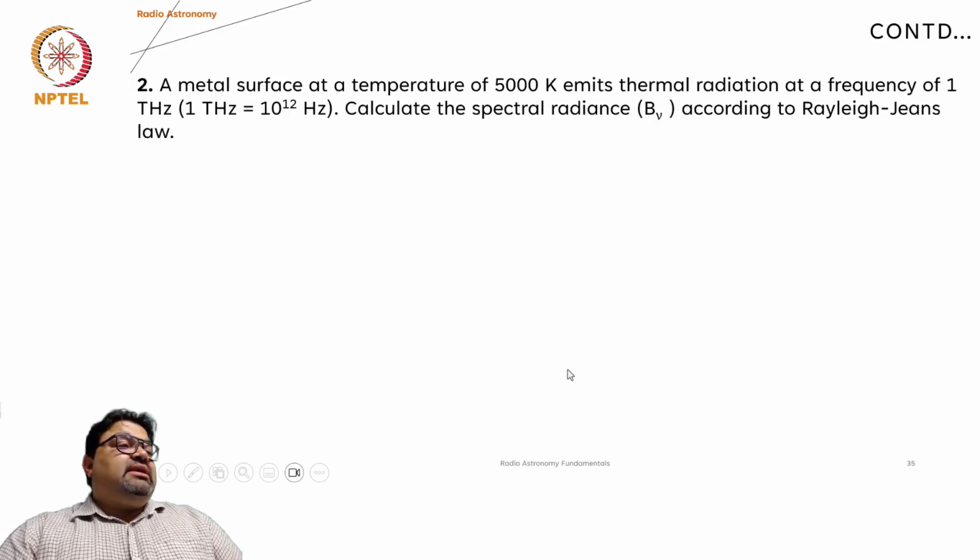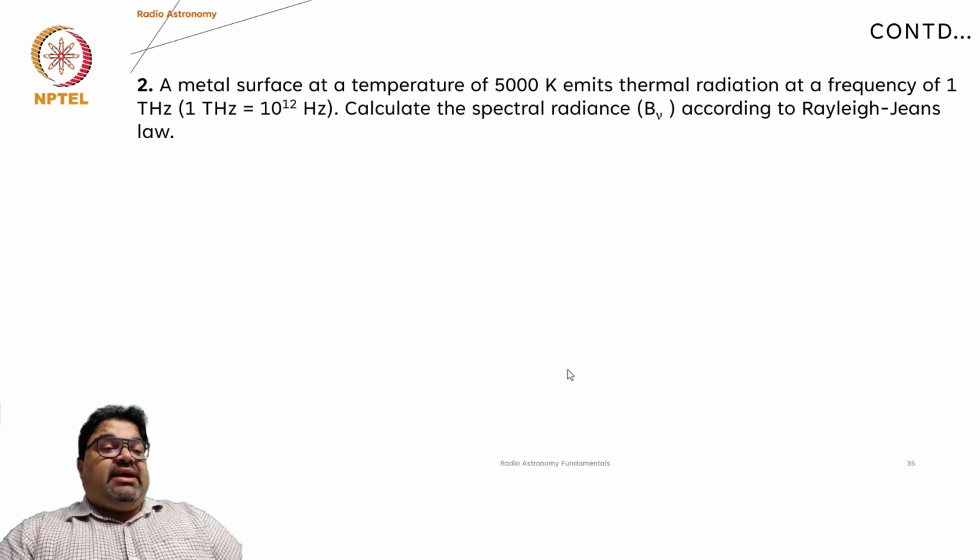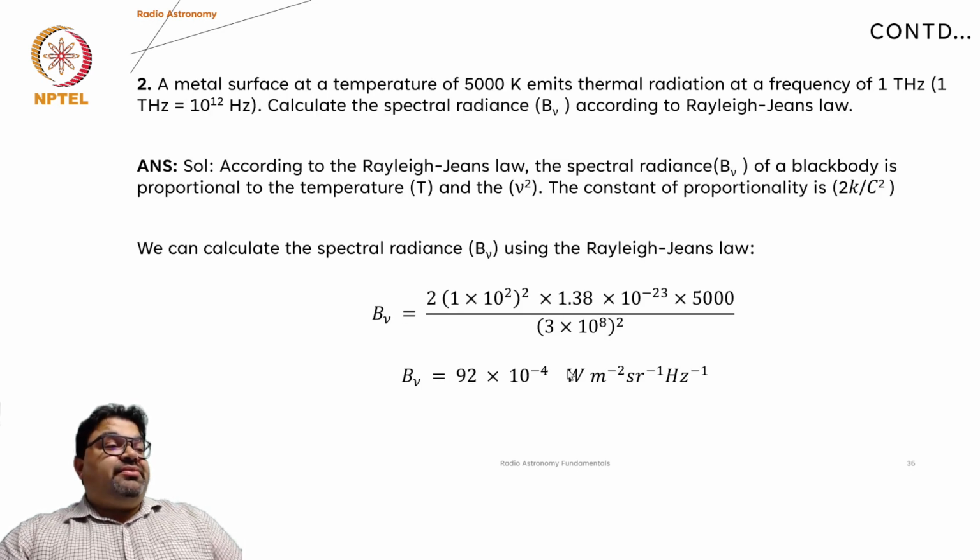6444.3. Our next question is: a metal surface at a temperature of 5000 Kelvin emits thermal radiation at a frequency of 1 terahertz. A terahertz is 10 to the power 12 hertz. Calculate the spectral radiance B nu according to the Rayleigh-Jeans law.